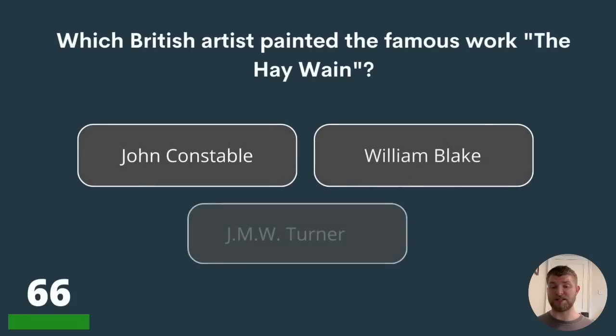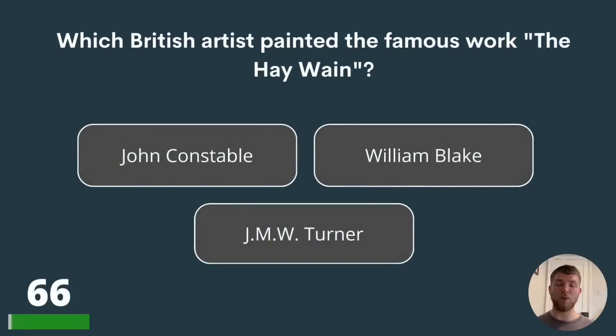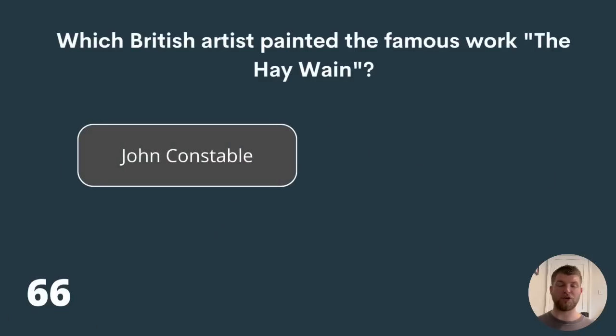66. Which British artist painted the famous work, The Hay Wain? Was it John Constable, William Blake, or J.M.W. Turner? The Hay Wain was painted by John Constable.